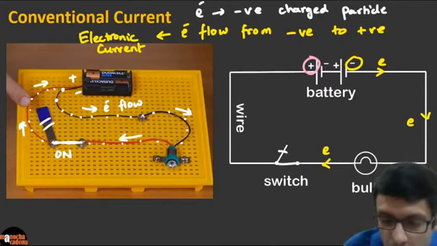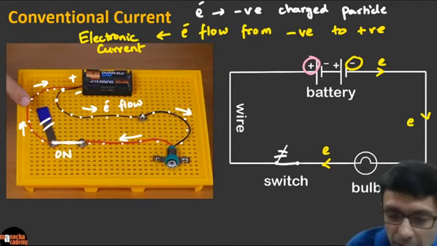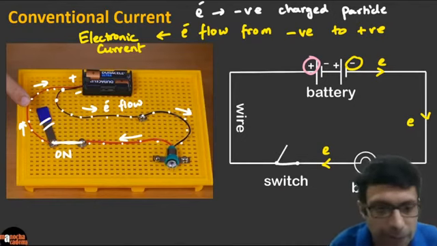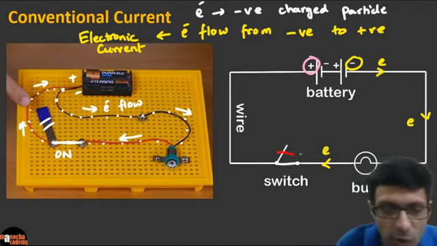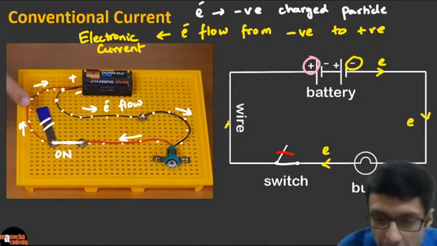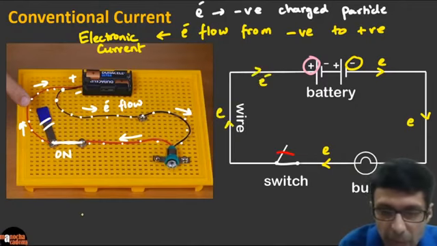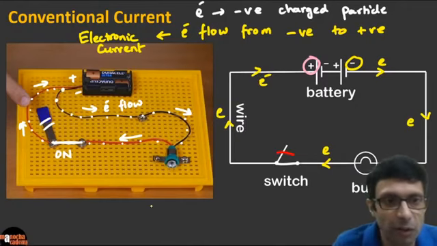So let's say the switch is closed here, right? Let's mark that in red here. So let's say the switch is closed. So the electrons are going to flow from negative to positive, right? Does everyone agree? This is known as E, which represents the electronic current, okay?